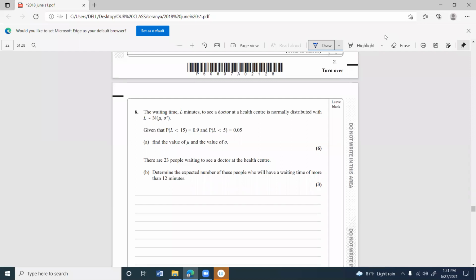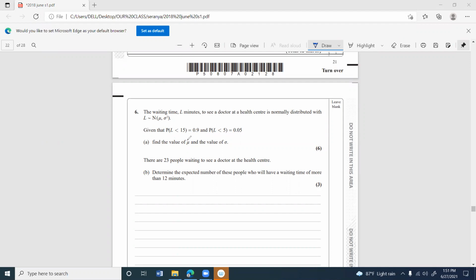Right. The waiting time L in minutes to see a doctor at a health center is normally distributed with mean mu and variance sigma squared. Given that the probability of L is less than 15 is 0.9 and L is less than 5 is 0.05.